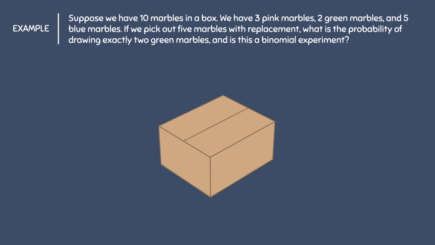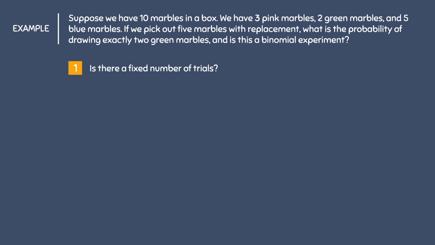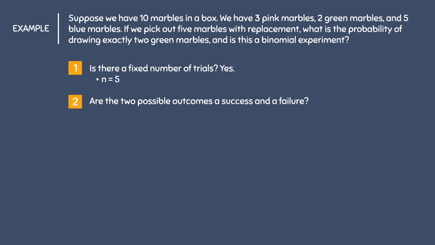Before we calculate any probabilities, let's see if we have a binomial setting. Is there a fixed number of trials? Yes. N is equal to 5 because we are picking out 5 marbles. Are the 2 possible outcomes a success and a failure? Yes. A success is getting a green marble and a failure is not getting a green marble.